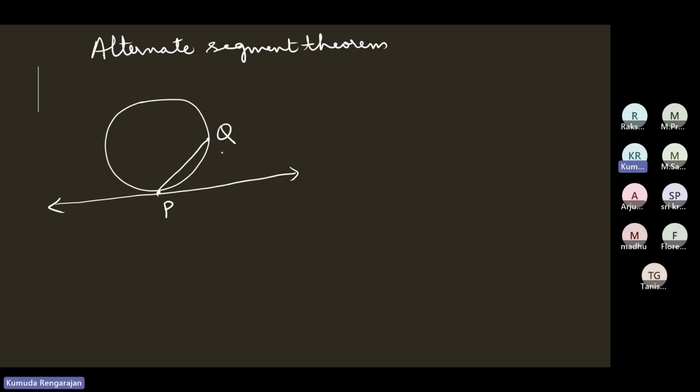So you'll have to look out for a chord and its endpoints, so here P and Q. Is there a tangent through Q? No. Is there a tangent through P? Yes.